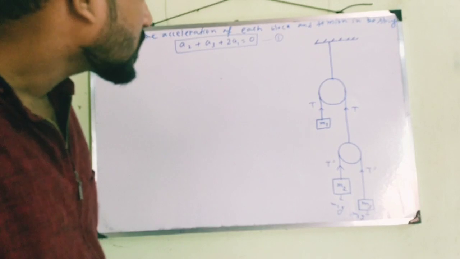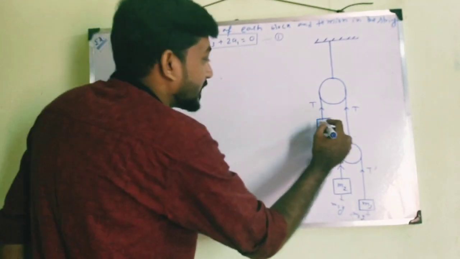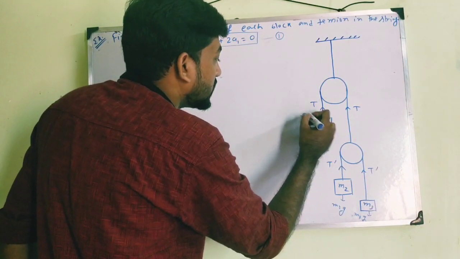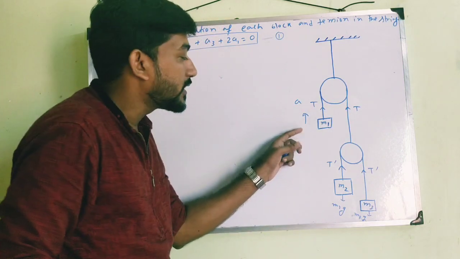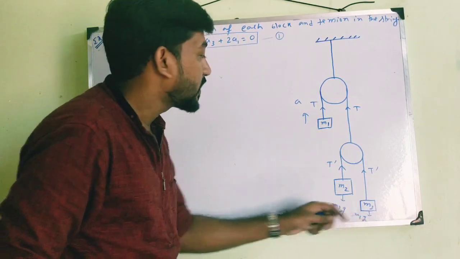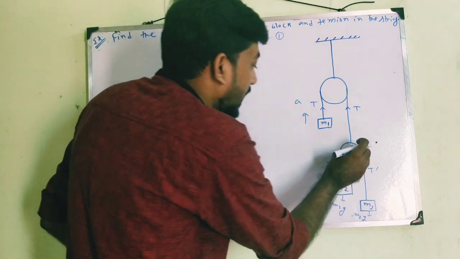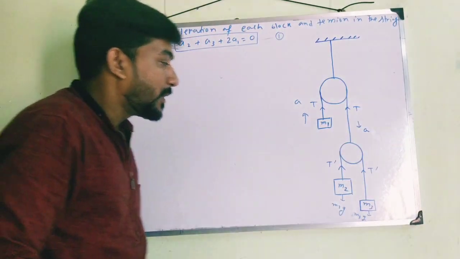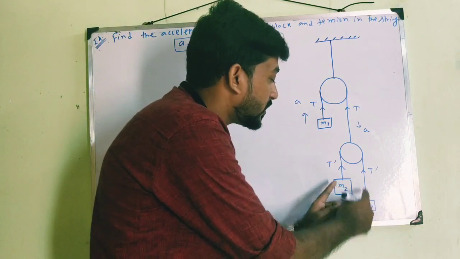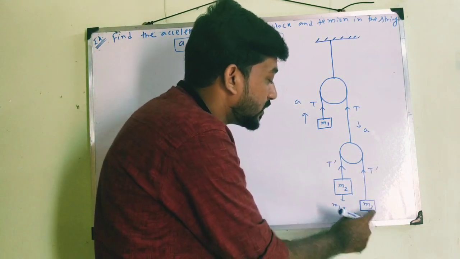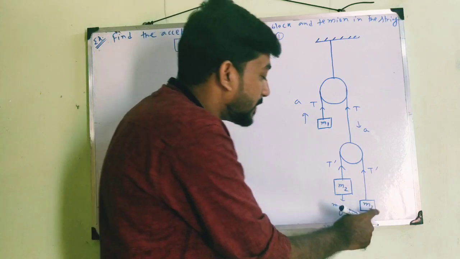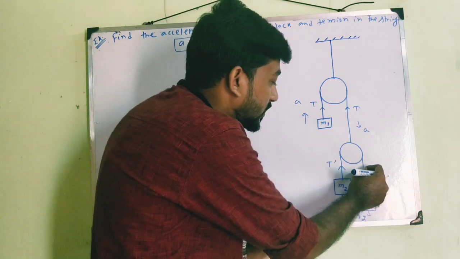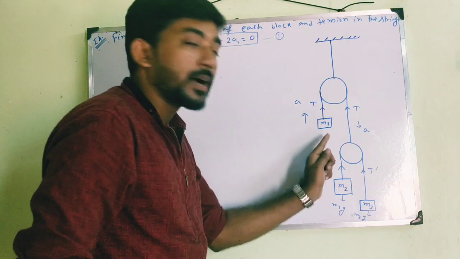Okay, so now let me take the acceleration of this block m1 is in the upward direction. It must be in the upward direction because this side is the heaviest side, and this pulley will move downwards at acceleration a. But here these two masses m2 and m3 are also moving. If m3 is greater than m2, then m3 will move downwards and m2 will move upwards.